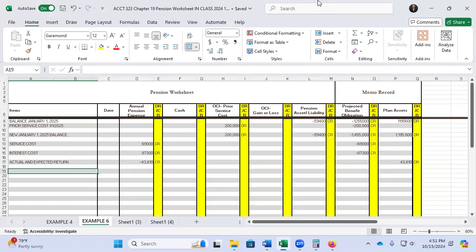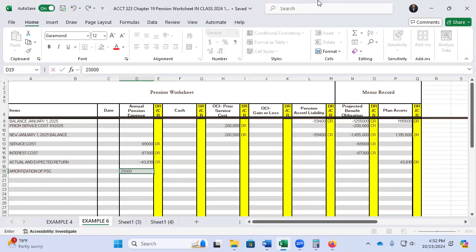And then we're going to have, it says prior service cost amortization. So what they did was they took that 200,000, they made that calculation, they divided it by the number of employees, and they said, we're going to recognize the portion this year related to that cost. And so they report 25,000. So this is 25,000. It increases. So it's a debit. It reduces the prior service cost. So that's a credit.